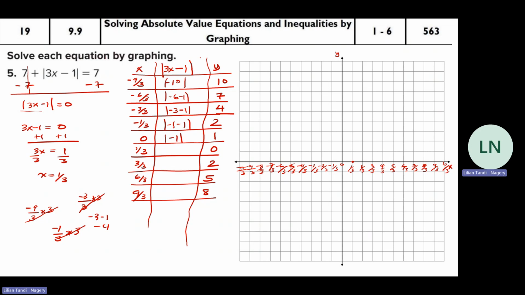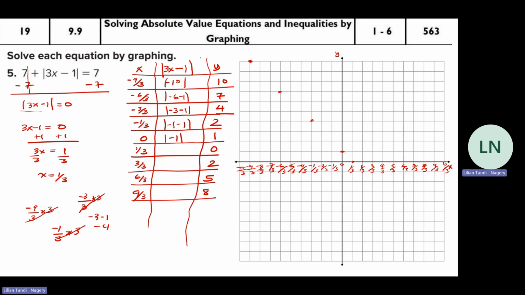Okay, now plot your graph. 9/3 is with 10, which is here, because you're going by ones. And then negative 6/3 is with 7. So 3 from up there. Then negative 3 is with 4. Somewhere there. And you notice 3 right, 3 down. 3 right, 3 down. 3 right, 3 down. See? There.